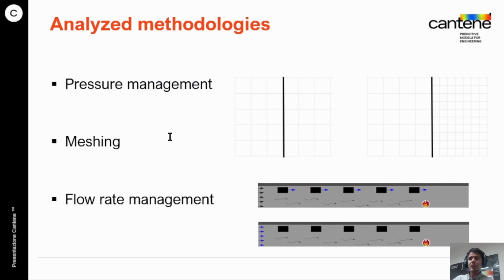Other than this pressure management, we will also analyze the meshing methodology. So if you use only one-dimension meshes, or if you use meshes that are coarser away from the fire and finer closer to the fire, and the flow rate management. So modeling using the action of the jet fans to find the flow rate inside the tunnel, or simply imposing the volumetric flow in one of the boundaries and not considering the jet fans or the roughness of the tunnel.